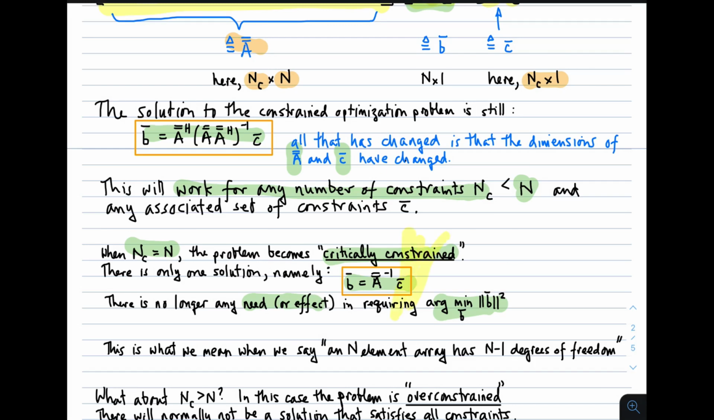And we're in this situation when the number of constraints becomes equal to the number of elements. And this is what we mean when we say that an n-element array has n-1 degrees of freedom. What happens is when you have n constraints for an n-element array, there is only one solution. But if you have fewer constraints than elements, then there are always multiple solutions.